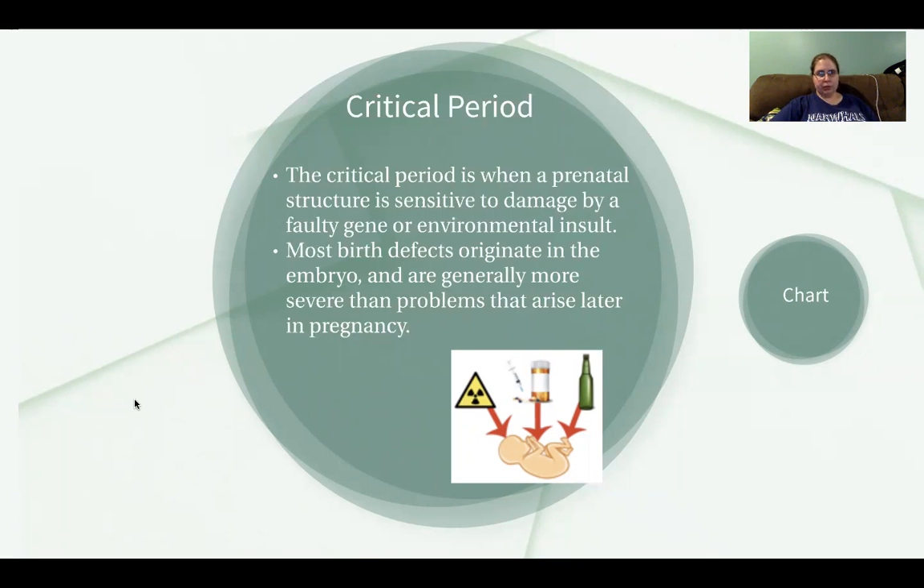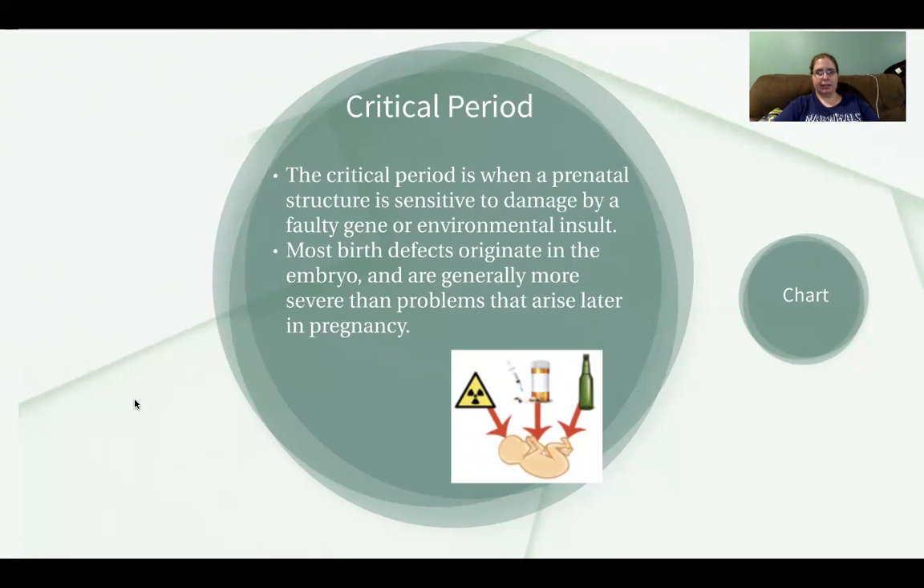Now, most birth defects originate in the embryo and are generally more severe than problems that arise later in the pregnancy because the embryo, remember, is still forming the supportive structures and hasn't really done much to form the individual organs. So any birth defect that affects the embryo has a much higher chance of affecting more cells in the body, which is why it can have a more severe effect or more severe problems.